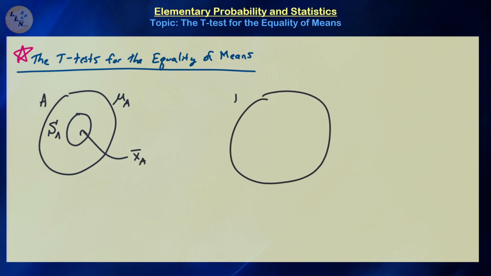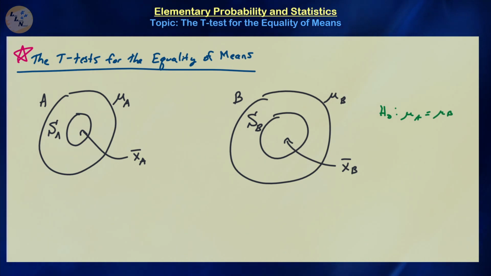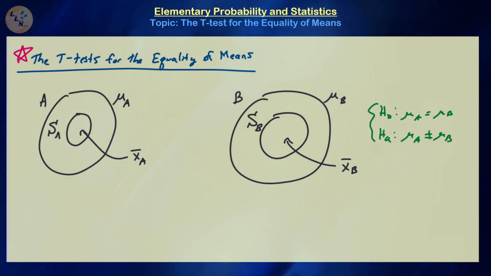And similarly, there's going to be another population B with some mean, which I'm going to call mu B. We're going to go into this population, gather a simple random sample of size, let's call it NB, and there has to be a point estimate for mu B, and that's of course going to be equal to x bar B. The null hypothesis that we're going to be working with today is the claim that mu A and mu B are precisely equal, with the two-sided alternative that mu A and mu B are significantly different from one another.